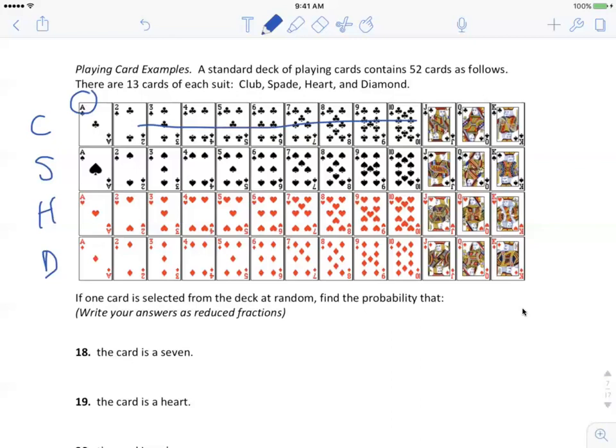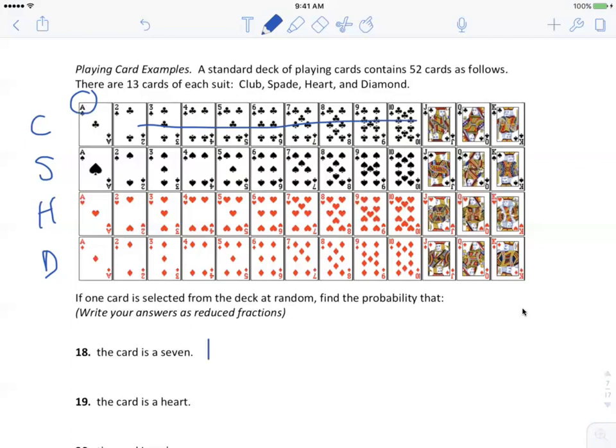So let's try some of these out. If one card is selected from the deck at random, find the probability that... and it just says write your answer as a reduced fraction. So we're just going to go fractions. One card we're selecting from these 52. What's the probability that we get blank? Number 18, what's the probability that the card is a 7?